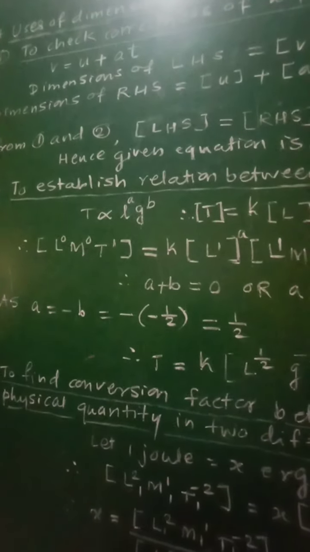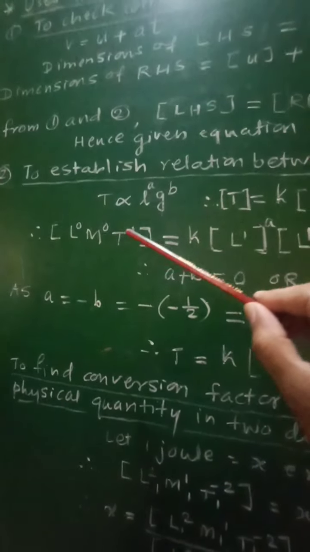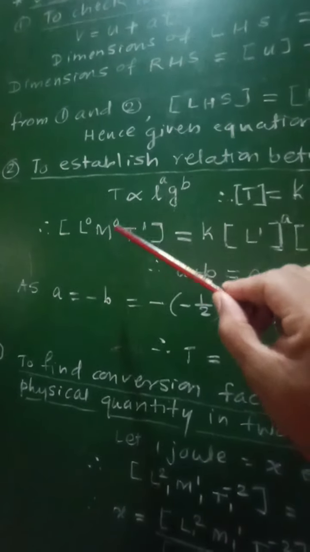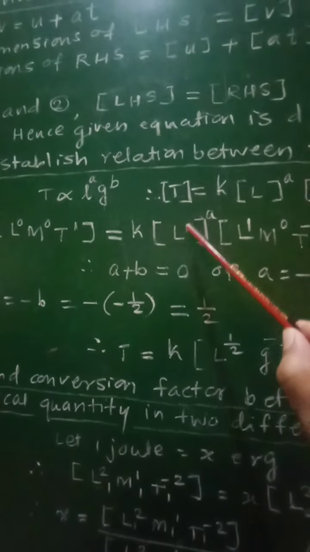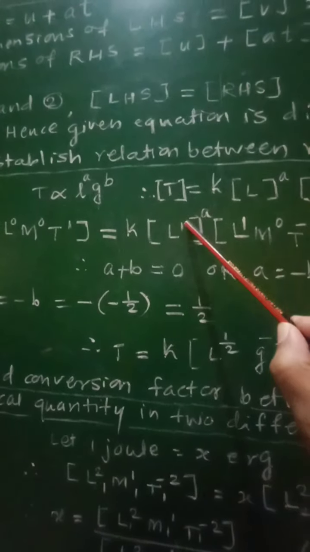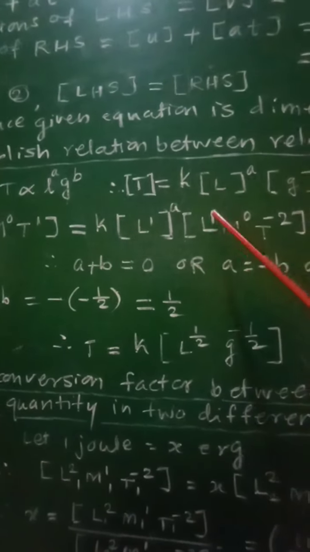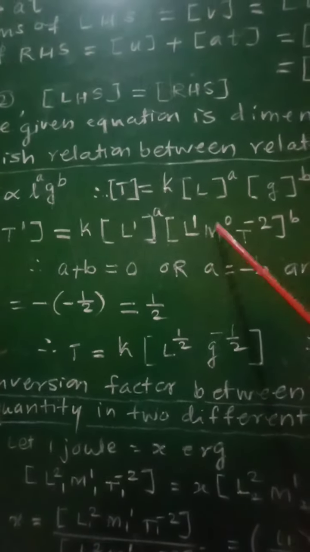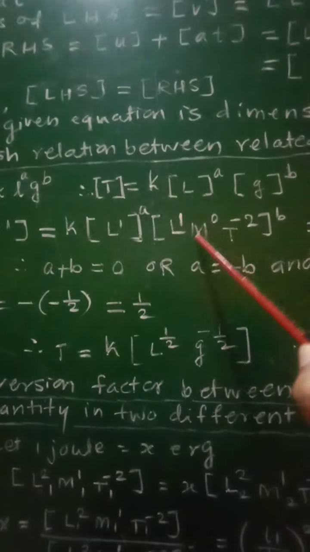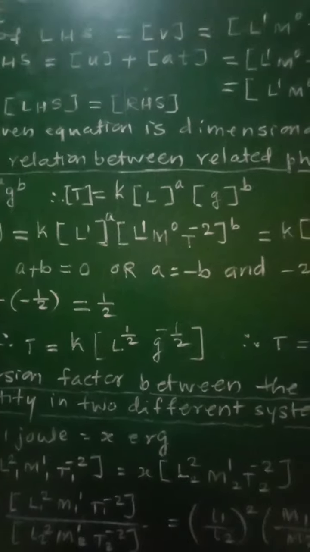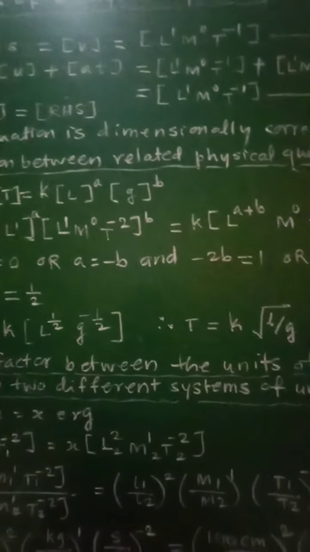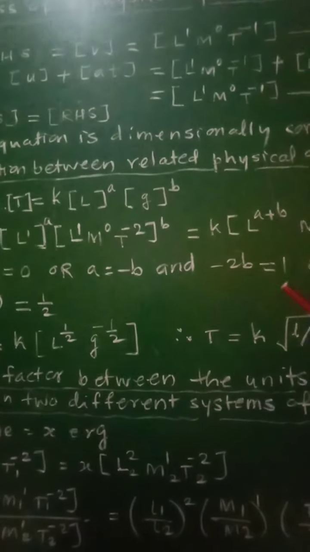So we know that the dimensions of T are 0 in length, 0 in mass, 1 in time. So that will be equal to K into the dimensions of L, that is 1 in length, raised to A, into the dimensions of G, that is 1 in length, 0 in mass, minus 2 in time, raised to B. So here we have written the dimensions of L and G. Now we have to simplify it.